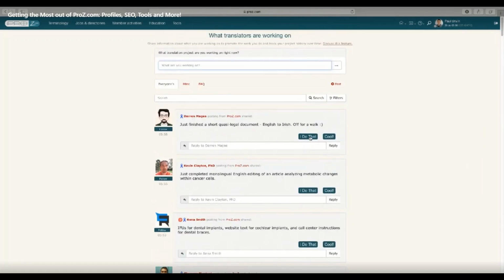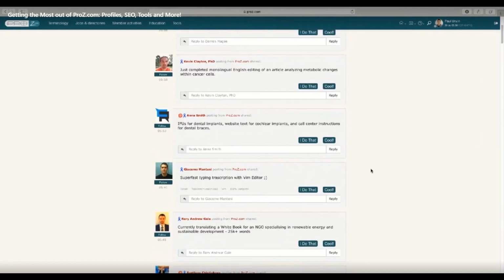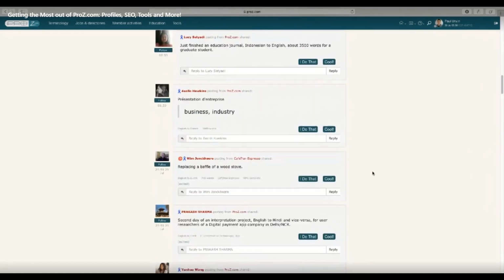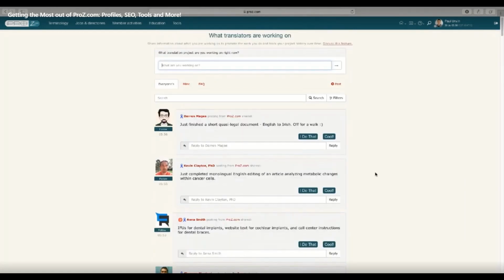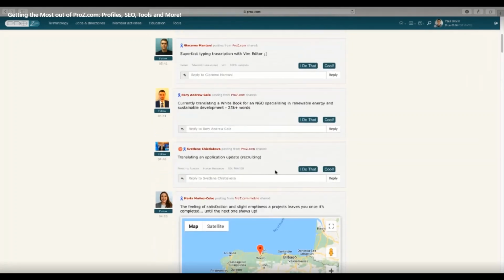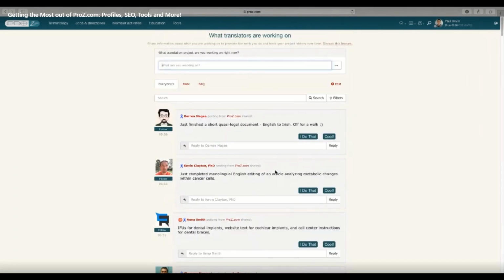And you can also contribute with these buttons here. You can reply as well. So it's like a mini social network within Proz.com. I told you Proz.com has a lot of resources, and I know a lot of people are not really familiar with the what I am working on section. So really interesting. Why not go over there? Why not head over there and contribute something? Check out what other people are up to.